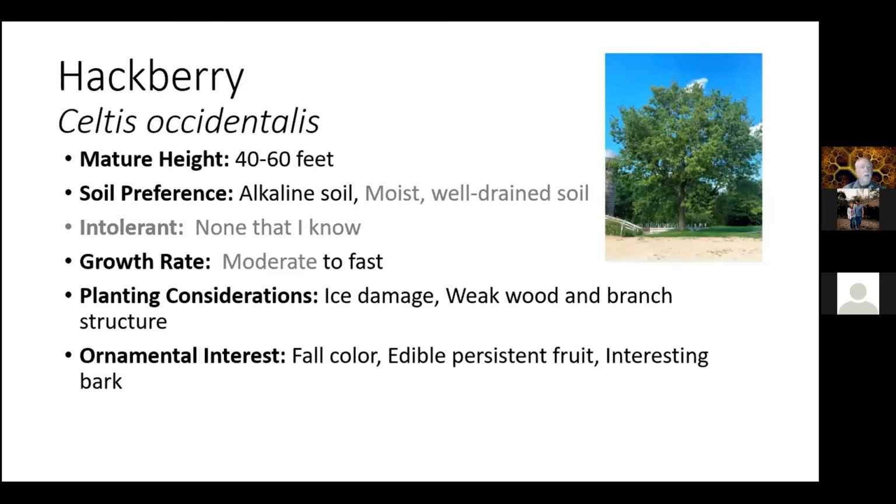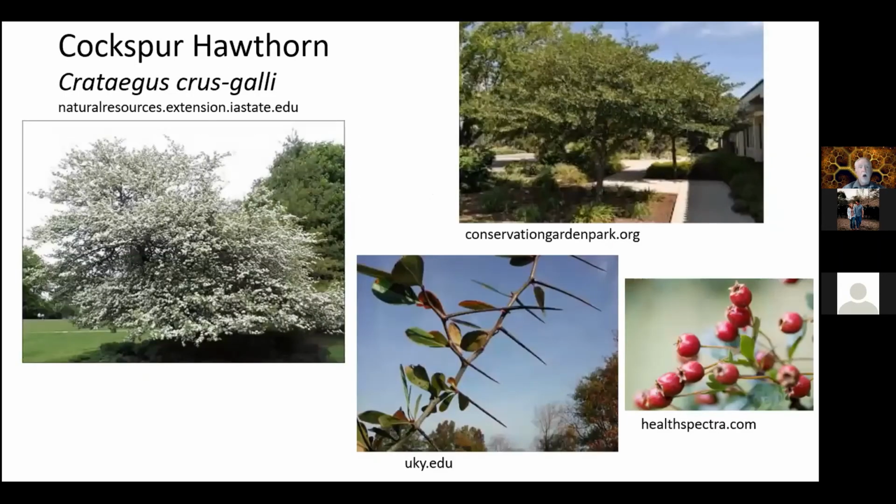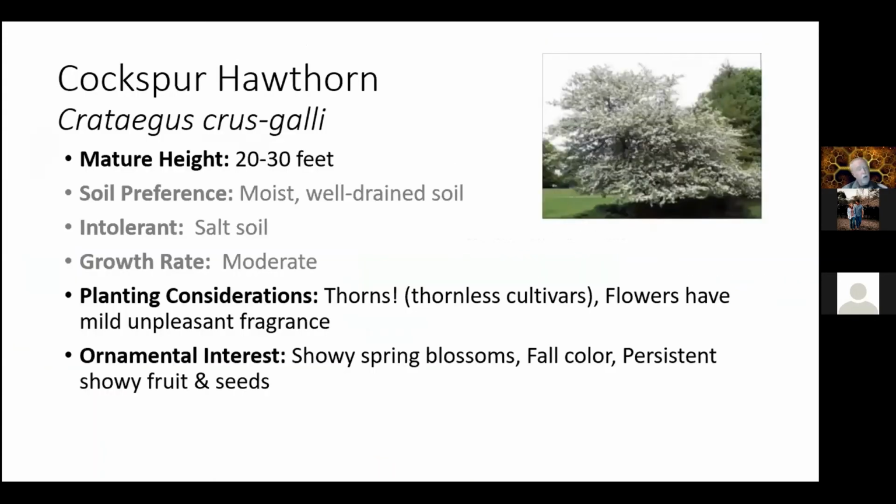Then there's the cockspur hawthorn, a smaller, more ornamental tree with flowering, and then berries, and those hideous thorns. Oh my gosh, those are dangerous, but there are thornless cultivars, thank goodness. Although those aren't totally native. So it's a 20 to 30 foot tree, ordinary soil preferences.